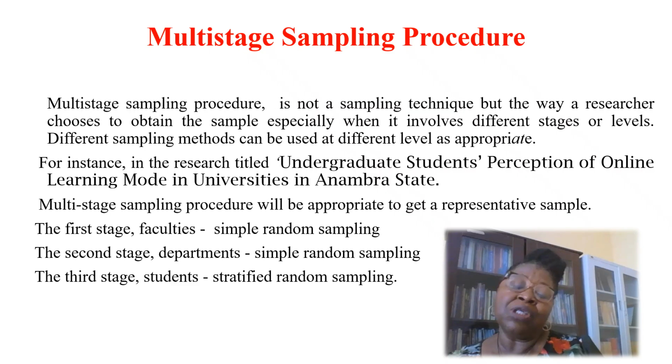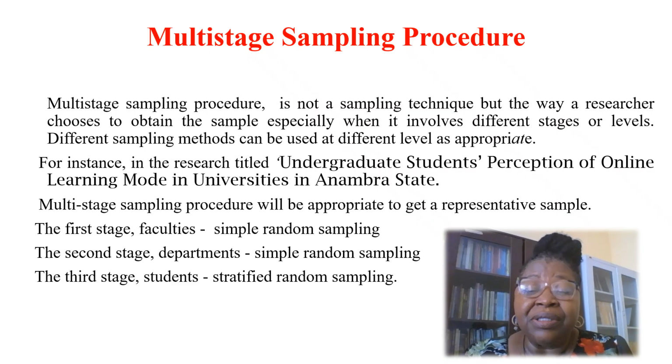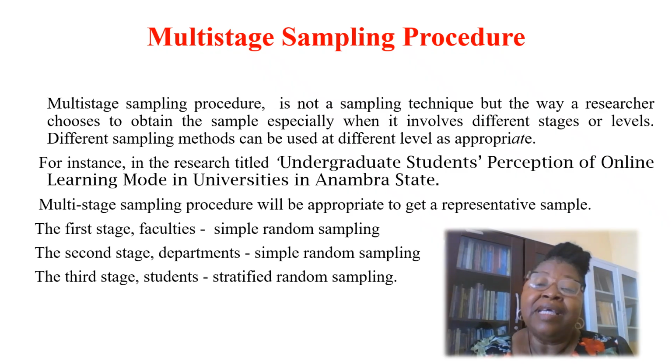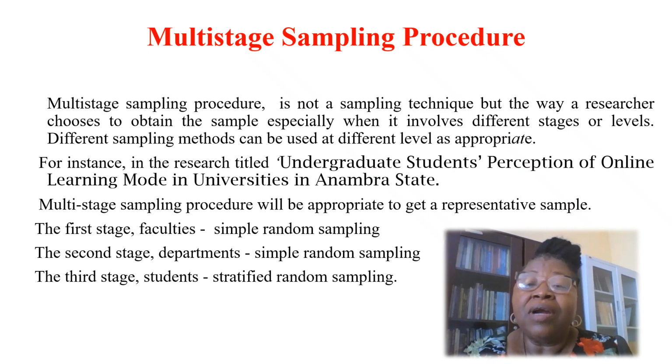Then we talk about what we call a multi-stage sampling procedure. Multi-stage sampling procedure is not a sampling technique, but a way a researcher chooses to obtain the sample, especially when it involves different stages or levels. Different sampling methods can be used at different levels as appropriate. For instance, if we use the research title, Undergraduate Students' Perception of Online Learning Mode in a University in Anambra State, a multi-stage sampling technique will be appropriate for this.